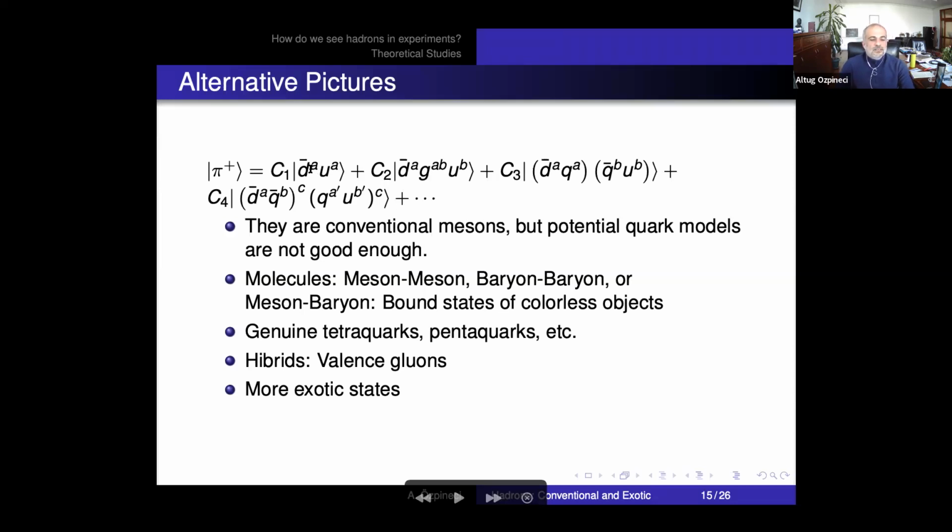So these people still claim that it is good enough to describe these mesons as, let's say, here we have the pi: for pi plus, the first term is good enough. Or in the case of the charmonium, the c c-bar component is good enough.